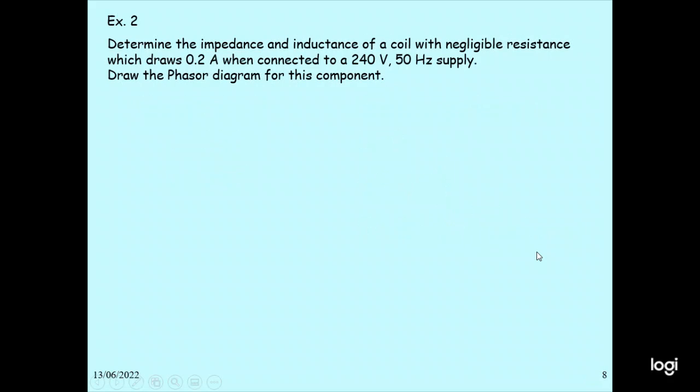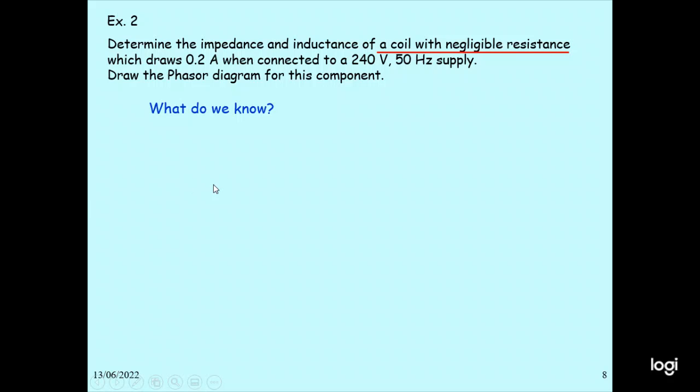So in this case, Z equal to XL equal to V by I, 240 by 1 by 8, you got 1920 ohm. The next problem, determine the impedance and the inductance of the coil with negligible resistance, which draws 0.2 ampere when connected to a 240 volt 50 hertz supply. Draw the phasor diagram for this component.